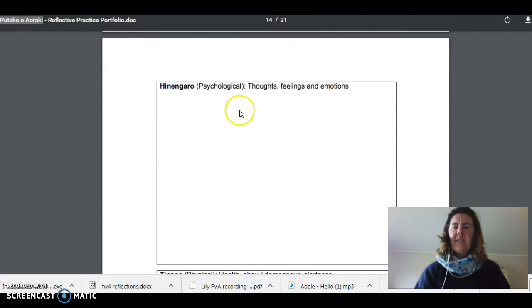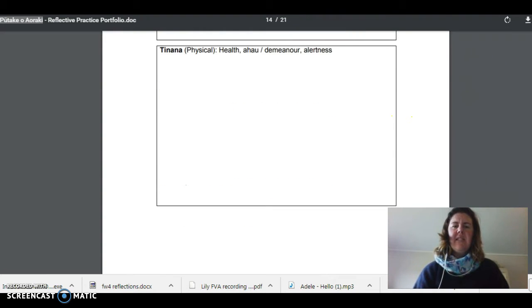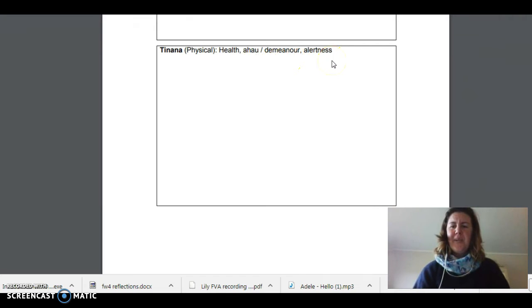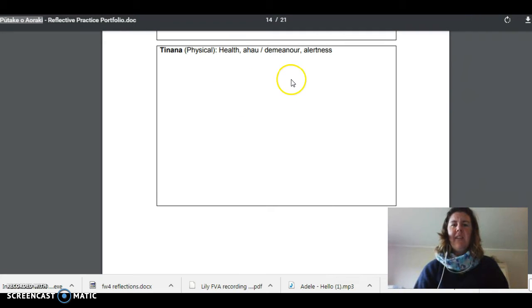Then this is the psychological. So what thoughts and feelings, emotions am I having? And then the tinana, the health, aho, demeanour, alertness. So this can be about me, but it can also be about my students and how can I contribute to my own health, and then how can I contribute to my students' health, and how does that affect testing conditions?